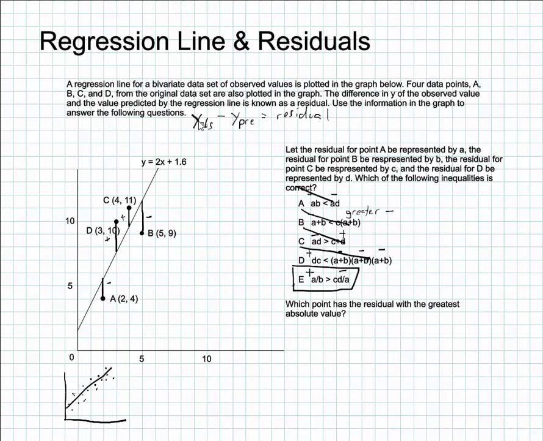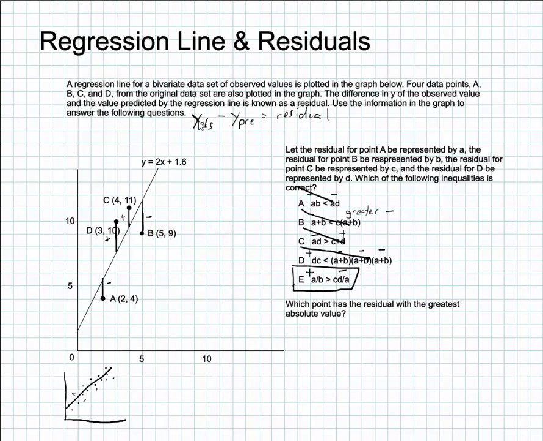So there we go. Next question: which point has the residual with the greatest absolute value? All right, so that means all the absolute values are going to be positive, so I guess we just need to figure out which residual has the greatest magnitude. So which point has the vertical distance from the line that is the largest? All right, so we can do a quick eyeball test here.